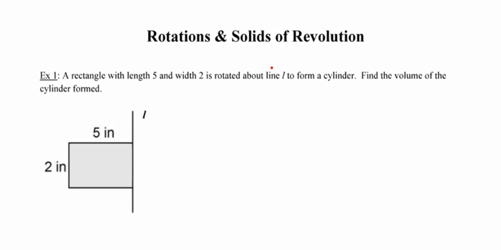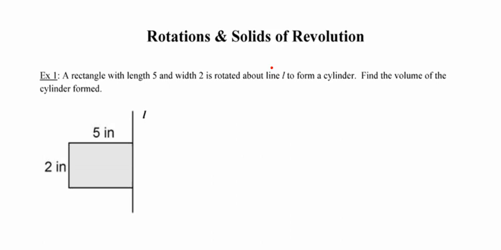In example 1, it says that we're going to take a rectangle whose length is 5 and whose width is 2, and we're going to rotate it or turn it around line L in order to form a cylinder. They then want us to find the volume of this cylinder.